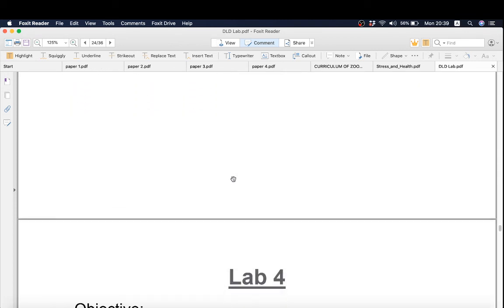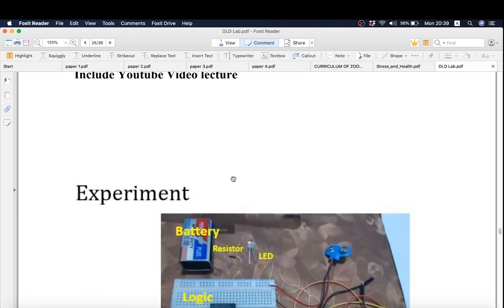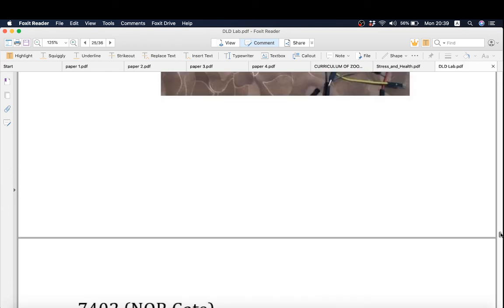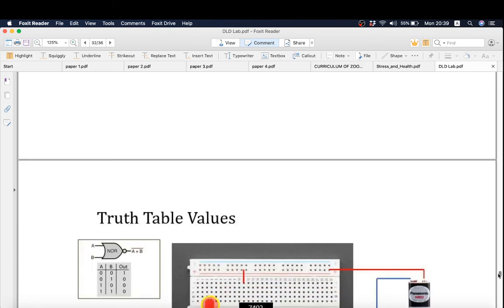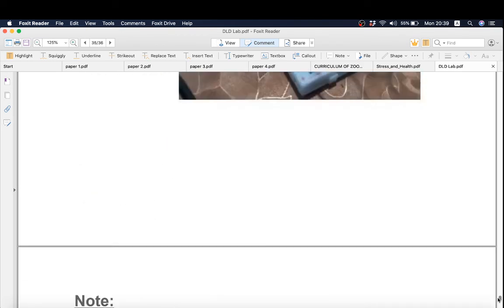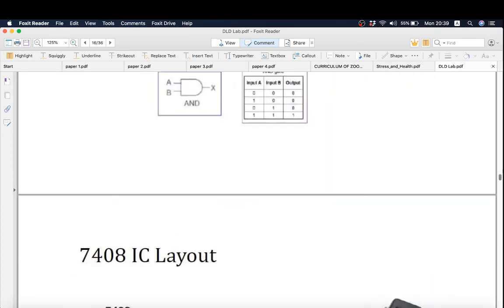Now the next step is lab 4. Lab 4 is the same as lab 3, the only difference is the gate. Here in lab 4 we are using the NOR gate. So you should also watch the video lecture for the NOR gate and prepare for the same sample questions. So these are the 4 labs which are included in your midterm exam.